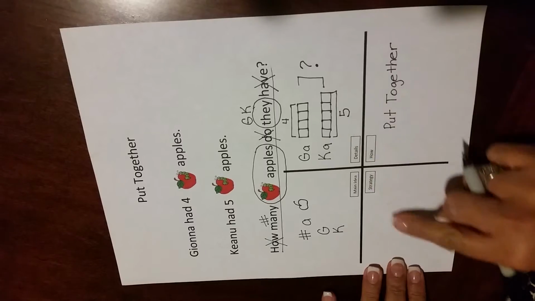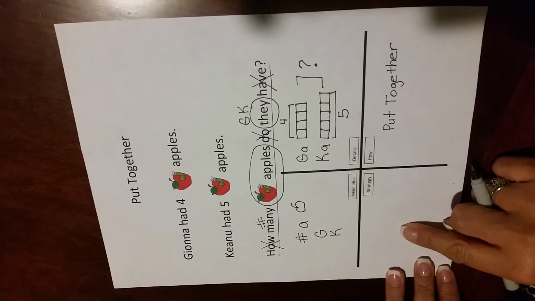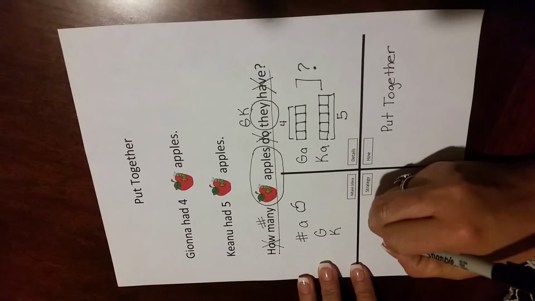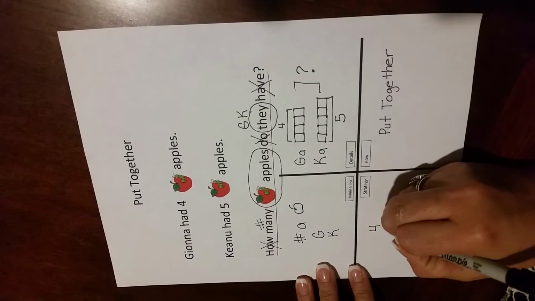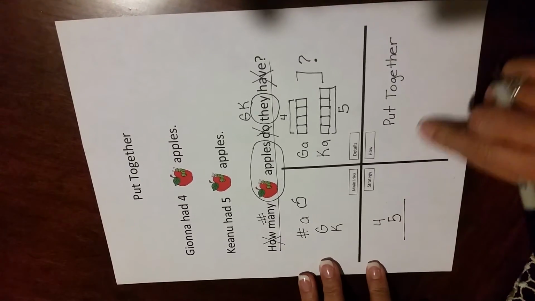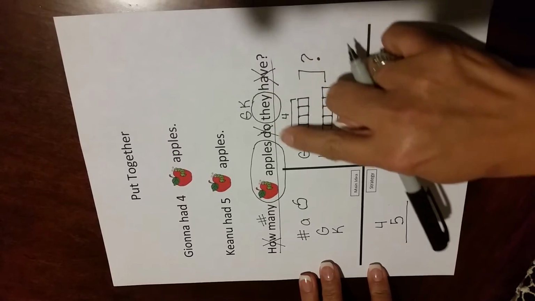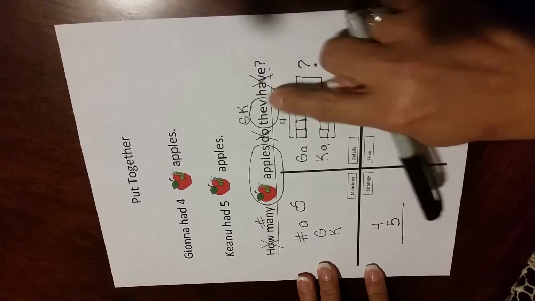As mathematicians, when we go to the strategy box, we always ask ourselves, what are the numbers that we know? We know 4, we know 5. Now, let's think about it. What are we going to do with 4 and 5? Well, I'm noticing here that I'm looking for a whole number.